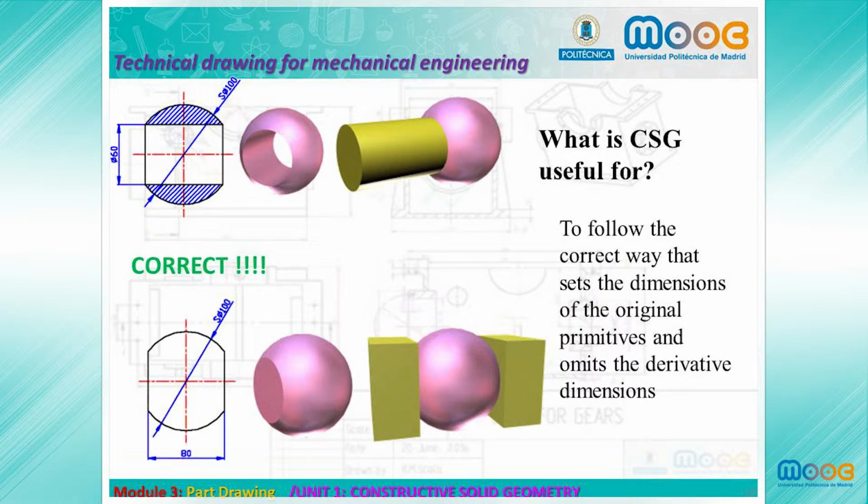What is CSG useful for? Well, it really allows us to follow the correct way that sets the dimensions of the original primitives and omits the derived dimensions. In the case of the sphere with a cylindrical hole, what we have to represent is the dimensions of the principal elements. In the other case, a sphere cut by 2 planes, we have the dimensions relevant to this situation.